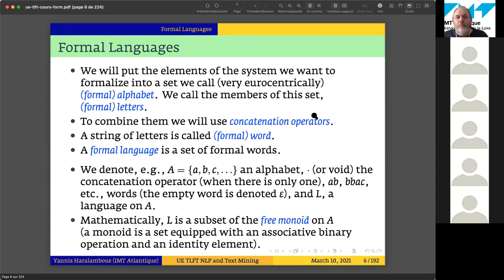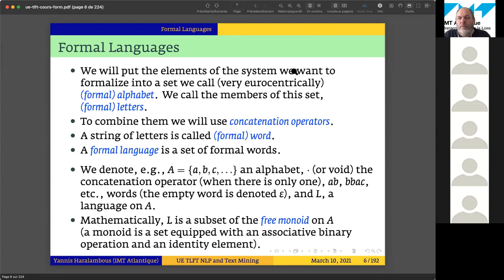Formal languages. Some of you already knew this because it's taught in elementary computer science. It's mathematics, a special kind of mathematics, where we have a set called an alphabet, an operator of concatenation, which is neither commutative, nor associative, or anything, and by taking instances of the members of our alphabet, and using this operator, we build words. So this is the main idea.